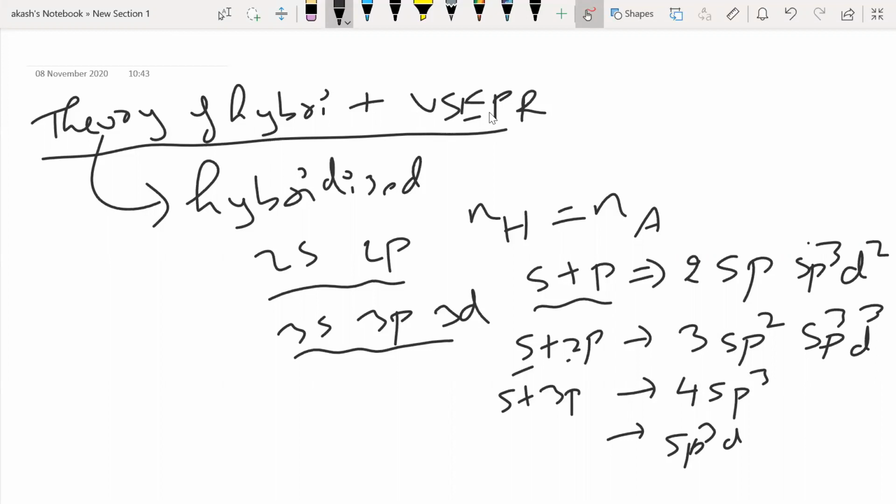Okay, so two things you have to understand: the atomic orbitals involved in the hybridization should be of the same energy, and the second thing is the number of hybridized orbitals should be equal to the number of pure atomic orbitals combining to form the hybridized orbitals. Is that okay? Right? Cool.